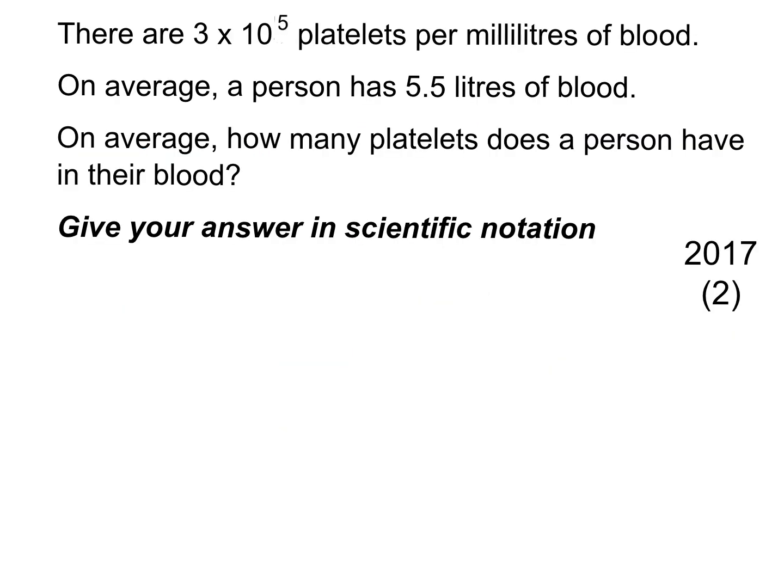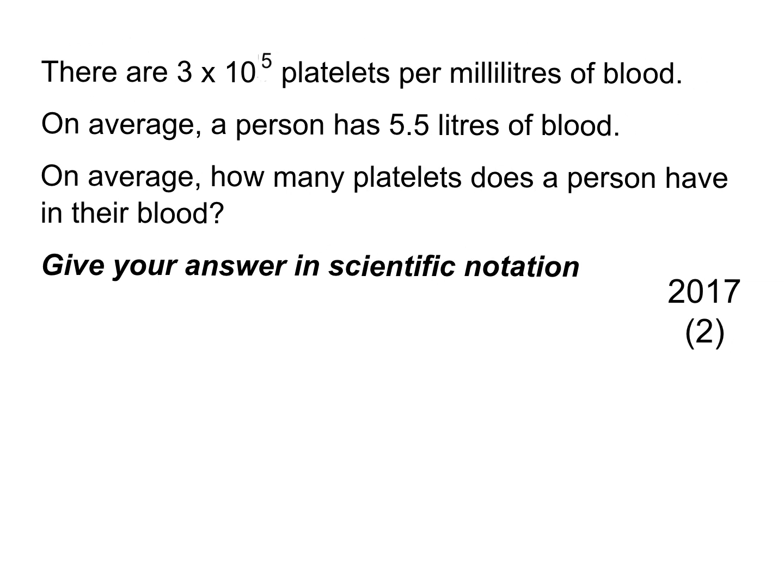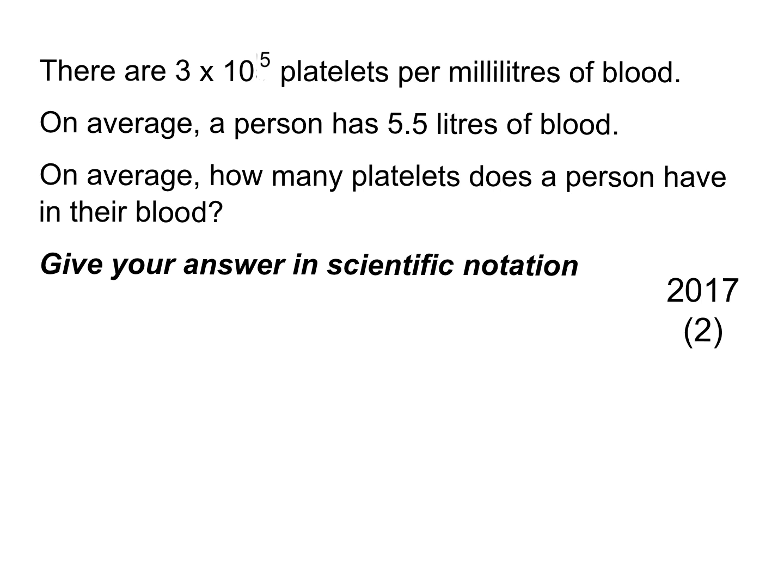So in 2017 we had this one. And it became very apparent when we were marking this one. A lot of people did the sum back to front. And a lot of people didn't know how many millilitres were in a litre. So we are told there is this number, 3 times 10 to the power 5 platelets per millilitre of blood. On average, a person has 5.5 litres of blood. Then it says on average, how many platelets does a person have in their blood? So I know that 1 millilitre has this number of platelets.